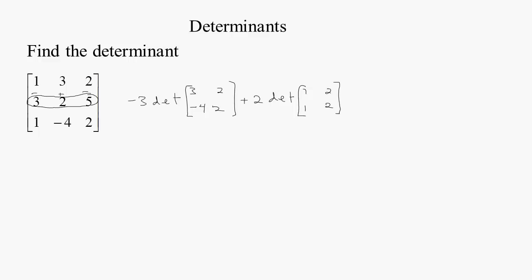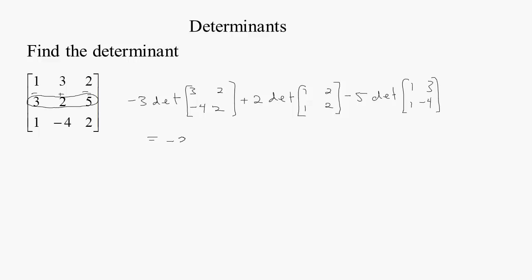Okay, and then finally the 5 is in a minus position, so we have minus 5 times the determinant of, let's see, what's the little 2 by 2 I get here? Cross out the column and the row that the 5 is in, and we get 1, 3, 1, negative 4.